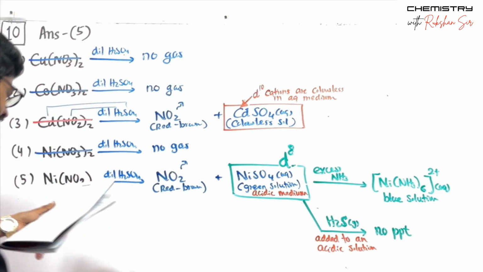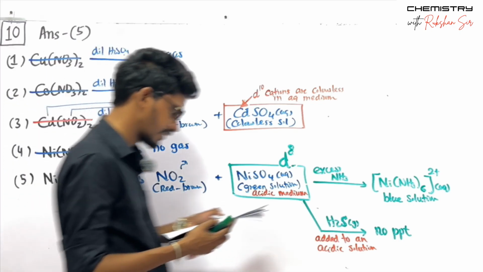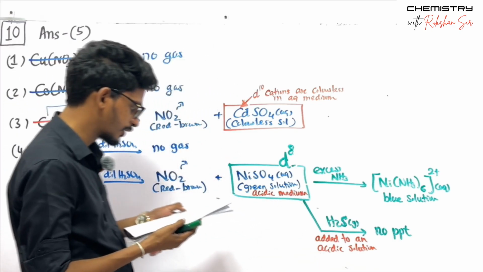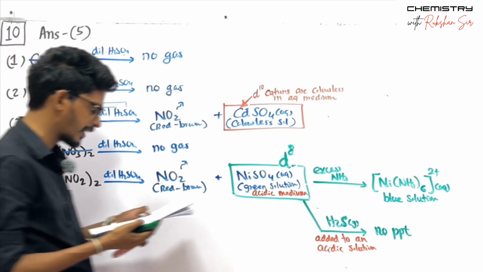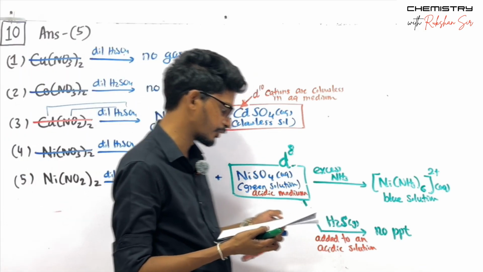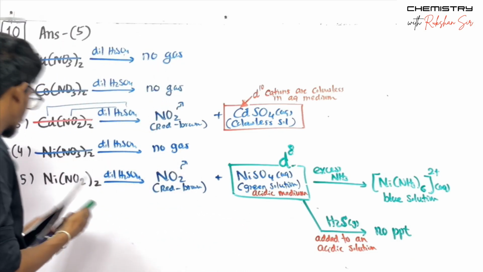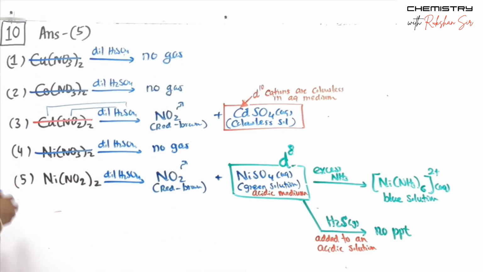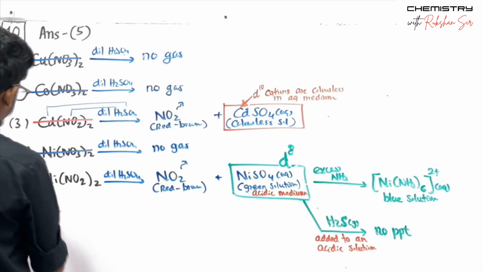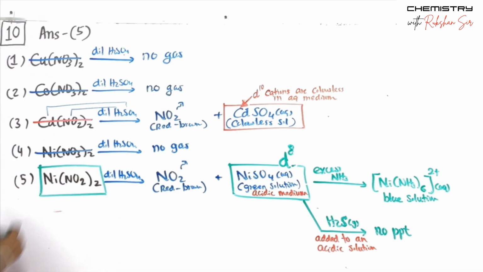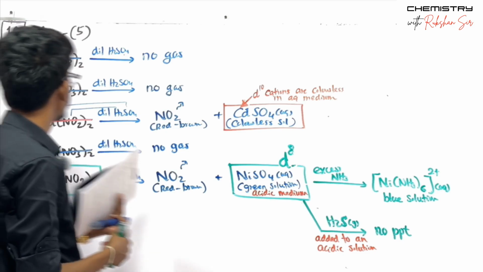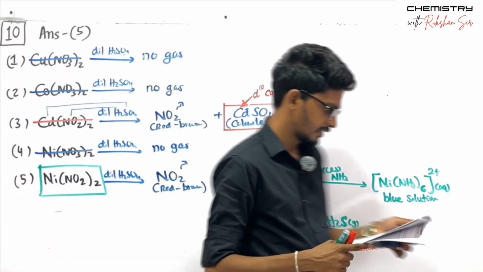So it says, upon passing H2S gas through the initially obtained colored solution, it does not form a black precipitate. Yes, that is true. The compound D would be nickel nitrate. So that is the answer for question number 10.